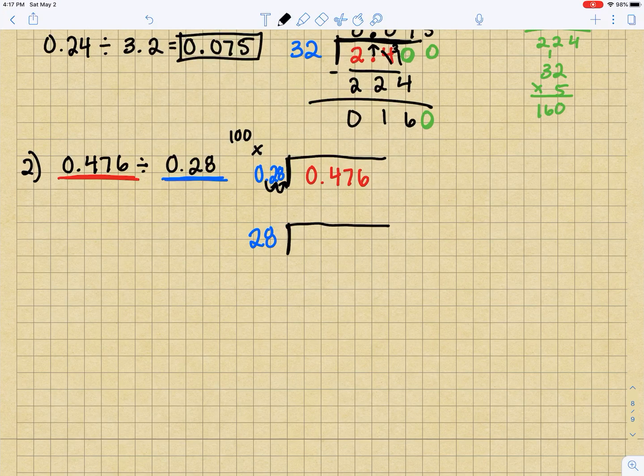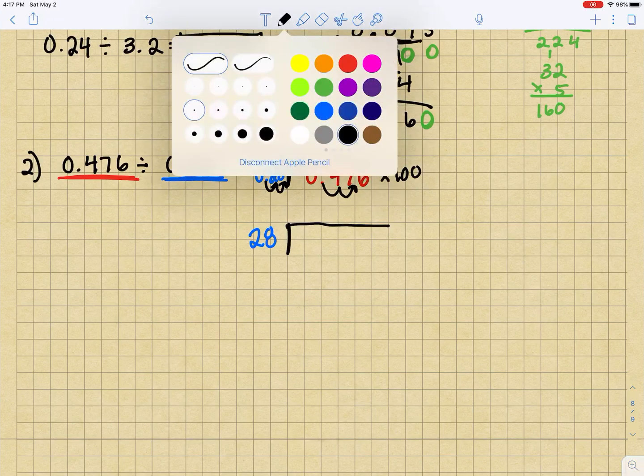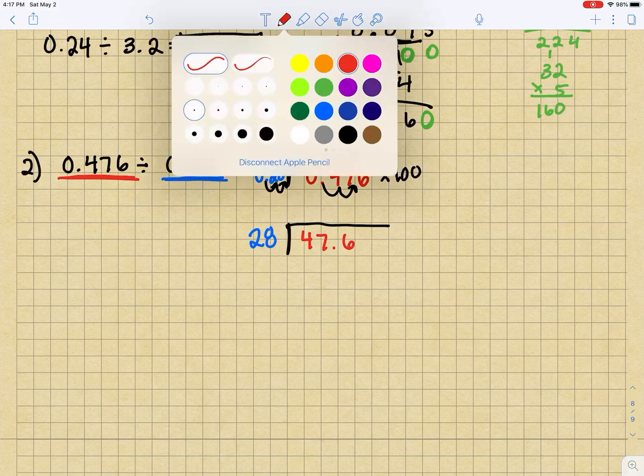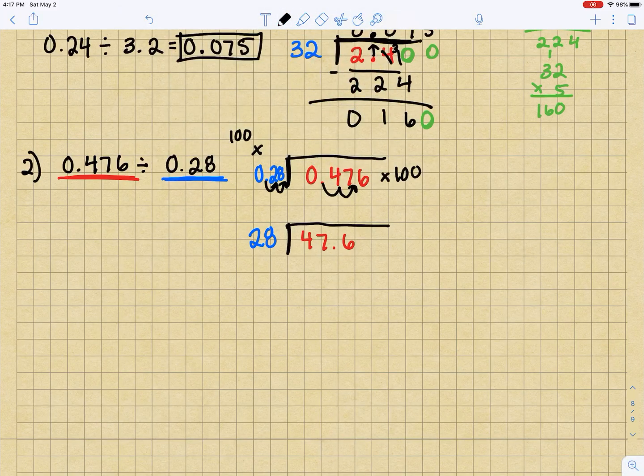Now, remember, you do the same thing to the dividend. I'm going to multiply my dividend by the same number, by 100, and I move my decimal point 2 times over. So my new, you can't see me, but I'm using air quotes, my new dividend is 47 6/10. Once you've made your divisor into a whole number, and you've changed your dividend as well, you can go ahead and bring your decimal point straight up, and that's where it's going to live. Okay, now here comes the long division part. 28 going into 47.